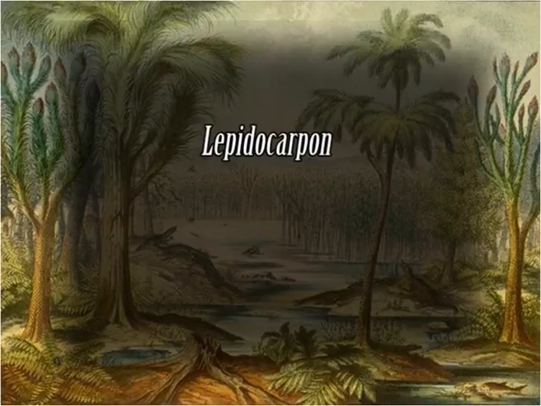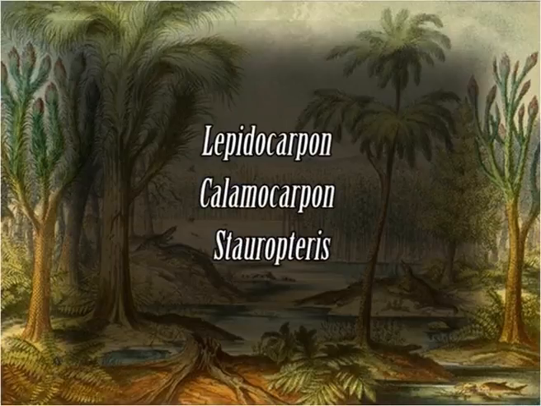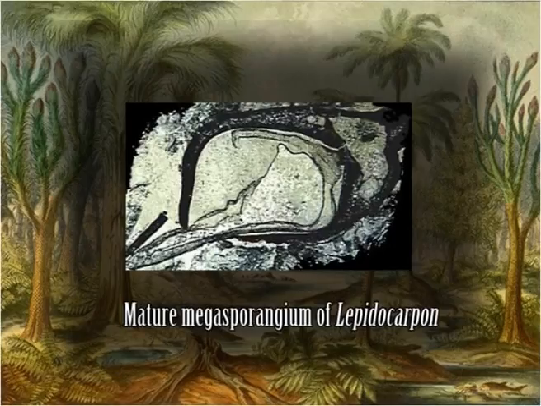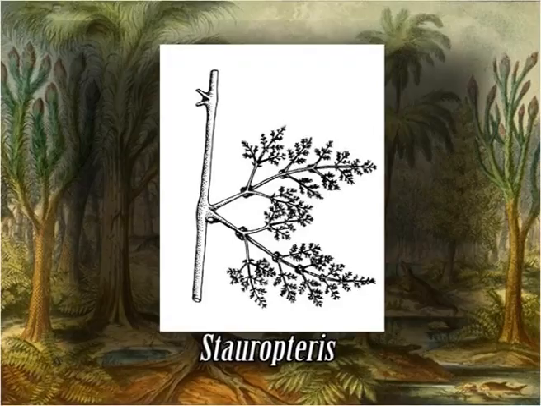A similar abortion of the spores was also observed in certain species of Lepidocarpon, Calamocarpon and Heterangium. For example, a mature megasporangium of Lepidocarpon and Calamocarpon had only a single functional megaspore, as other spores aborted during development. And in Heterangium, a megasporangium had two functional megaspores and two aborted megaspores.